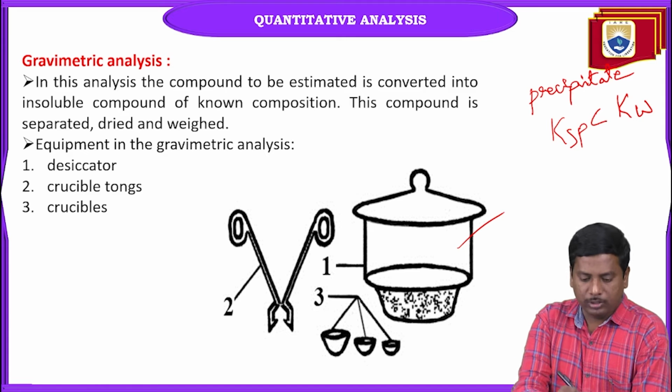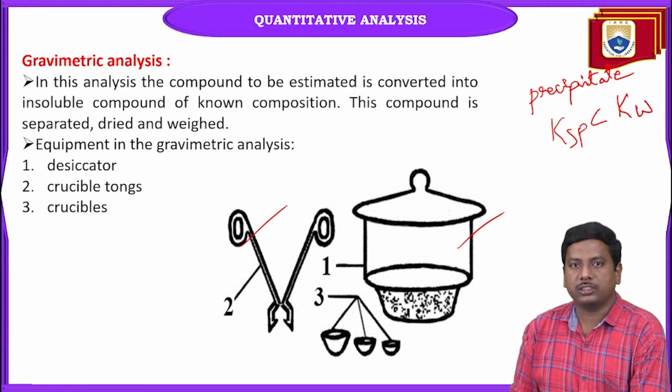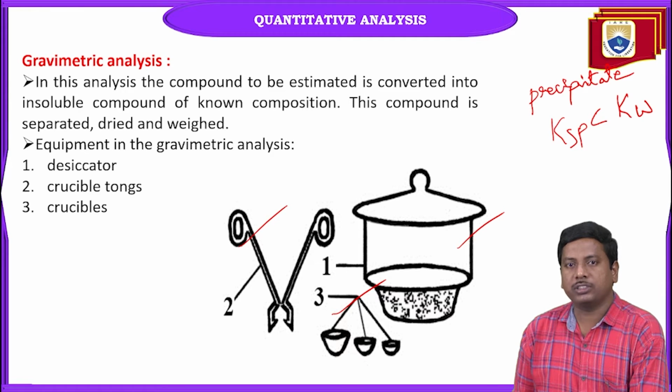The second one is the crucible tongs. Crucible tongs are helpful to handle the crucible at high temperatures, from the oven to the bench table and from the bench table to the oven. So this is applicable for handling the sample present in a crucible. And the third one is the crucibles. These are very important for handling the sample compound and are used to heat the resultant compound. So these are the three types of equipment used for gravimetric analysis: desiccator, crucible tongs, and crucibles.